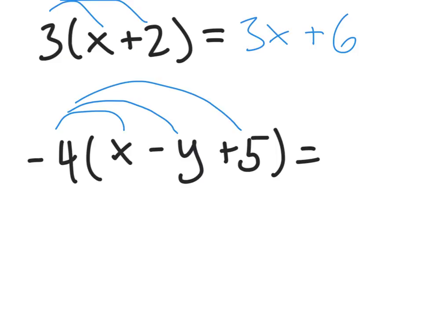Okay, so notice we're doing distributive property on 3 things. You can do it on 3, 2, 5, a million, whatever. As long as you have pluses and minuses in between and a number outside the parentheses.